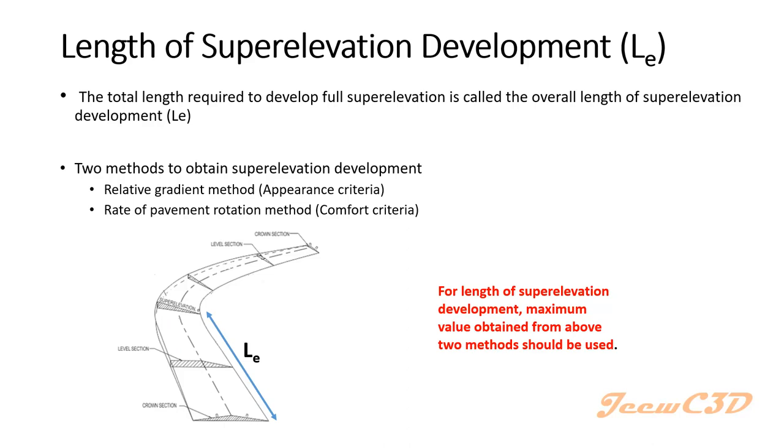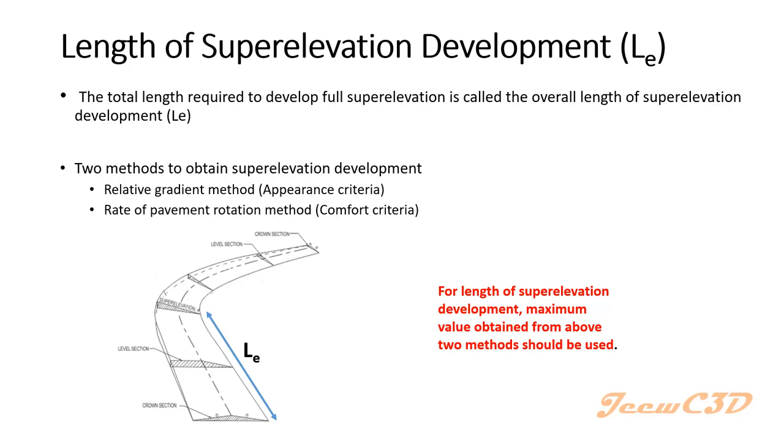In the other case, about the comfort criteria, where you have the rate of pavement rotation, if this pavement is rotated and comes to full super elevation in a very small length, the driver feels that when he is driving in the curve, suddenly the pavement rotates, suddenly the road slope changes. It is felt by the drivers and the people inside the vehicle. So in that case, your comfort criteria is not satisfied.